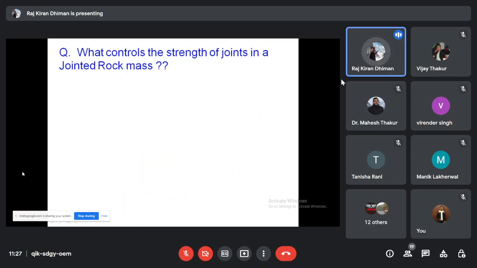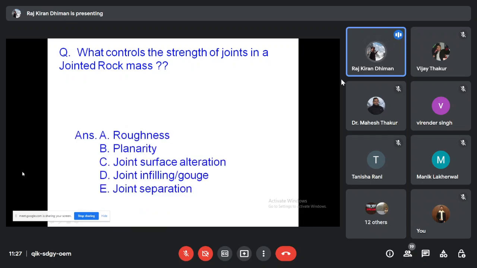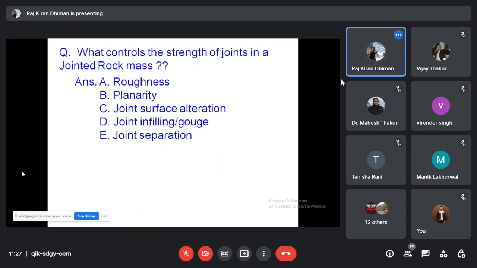Okay, so what controls the strength of joints in a jointed rock mass? This is a very important question. As I have mentioned, discontinuities play a very important role in the classification of a rock mass. To answer this question, these people have come up with these major five points, the first being roughness, like I have already mentioned with this example of the inclined plane. If there is more roughness, obviously there will be hindrance to the movement, so the blocks will not move, right?